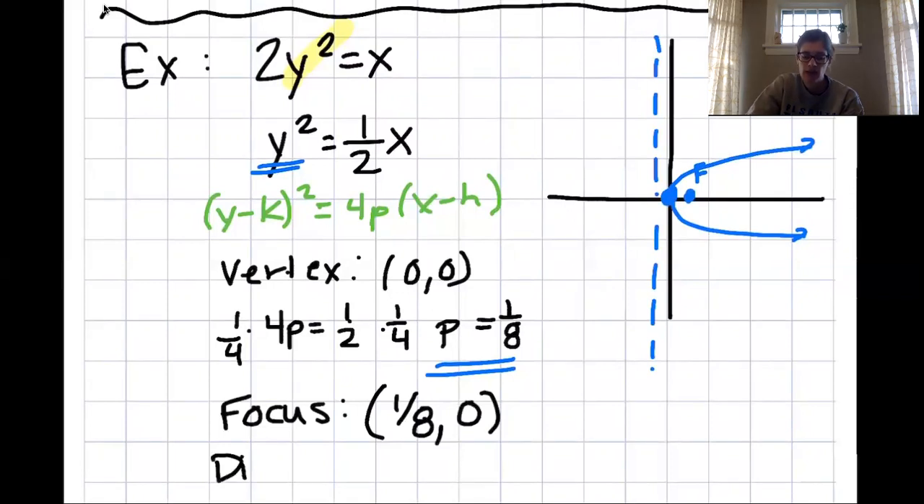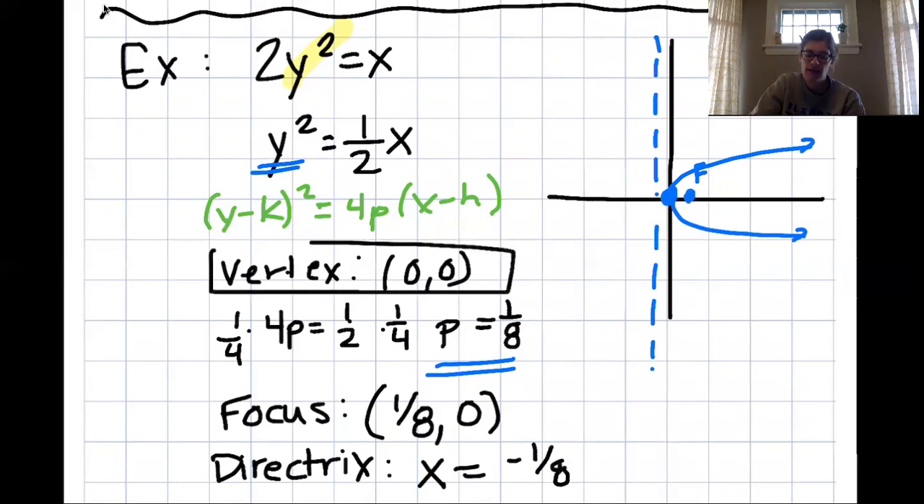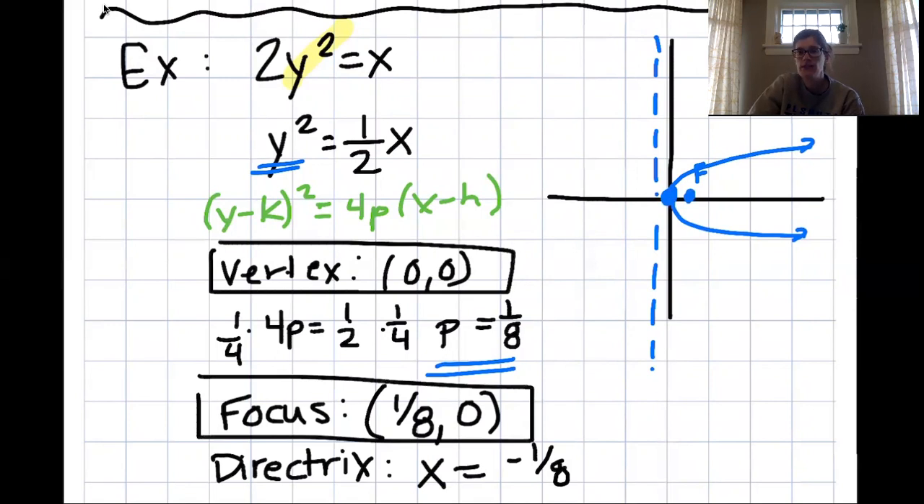And my directrix, if it's a side-to-side parabola, if it's a y-squared parabola, your directrix is going to be x equals a number. And in this case, it'll be -1/8 because we went backwards. So you should be able to identify that vertex and the focus point, those are both points, so they're xy ordered pairs, and the directrix, which is the equation of a line.